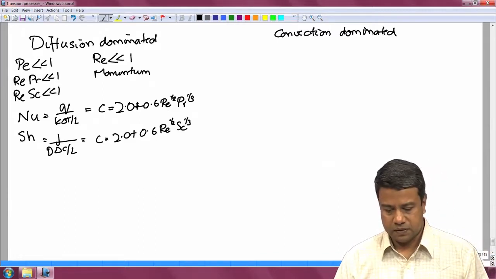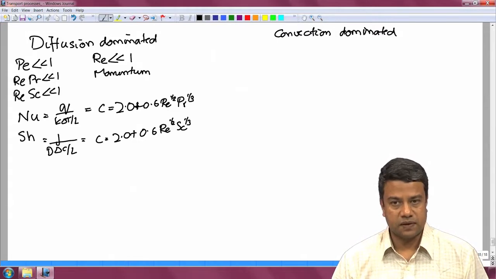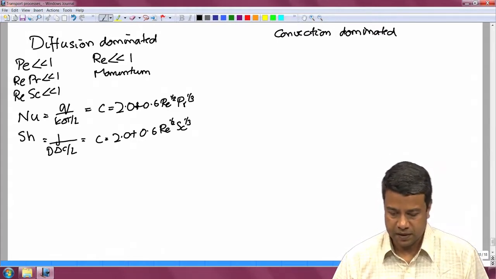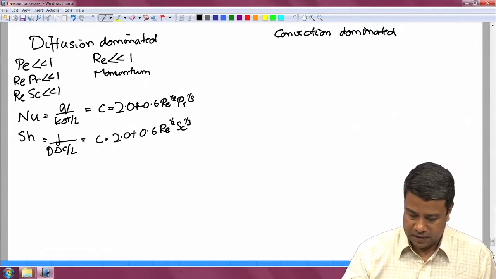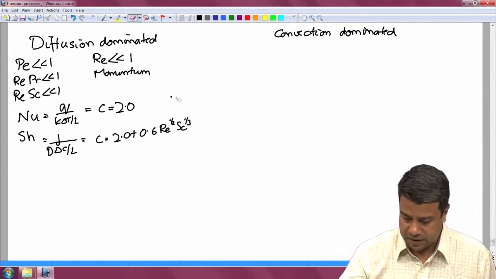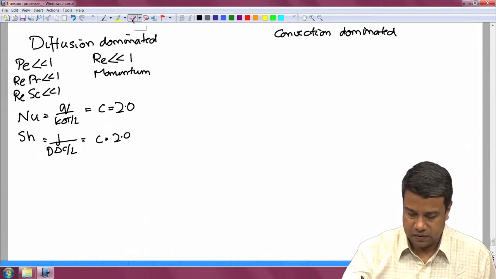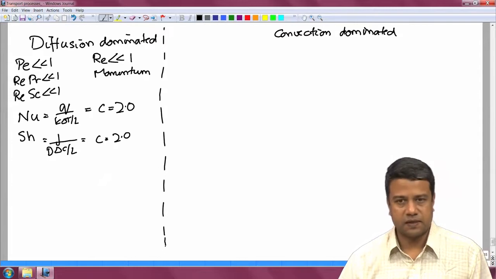Okay. So, therefore, these go to constant values in the limit where the diffusion is dominant. In fact, in the limit as the Peclet number becomes small, all of these will just tend to a constant value, which for the case of a spherical particle is just 2. And we will come back and actually calculate this value of 2 for a spherical particle.